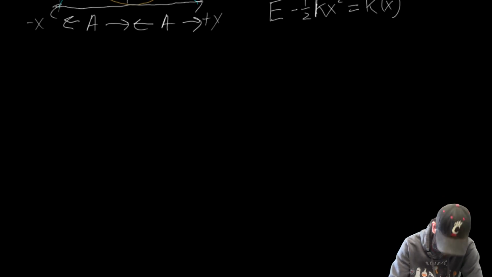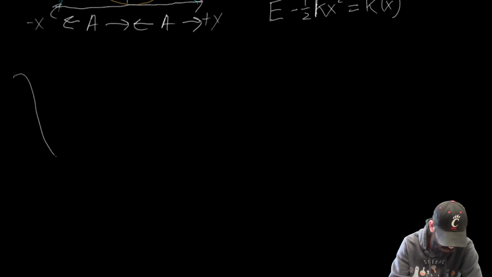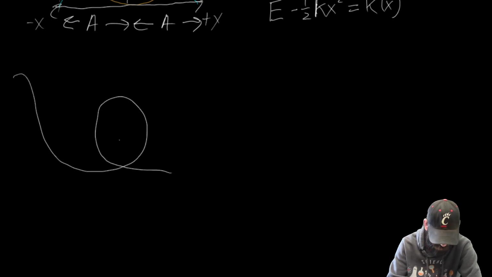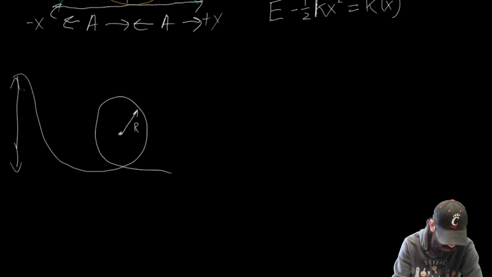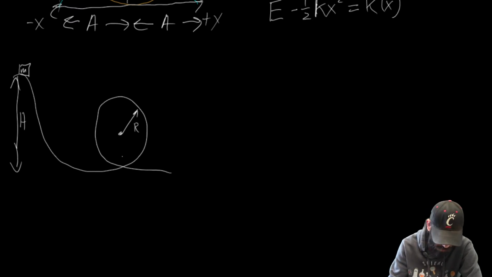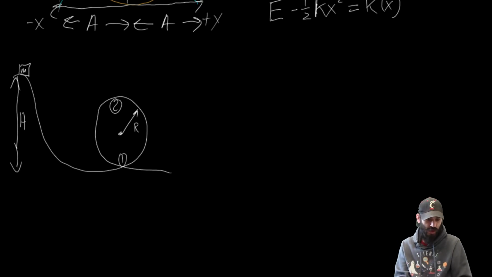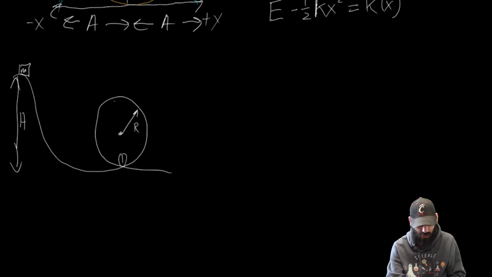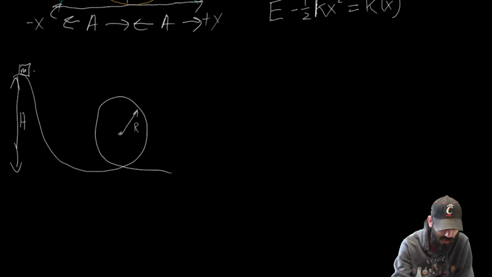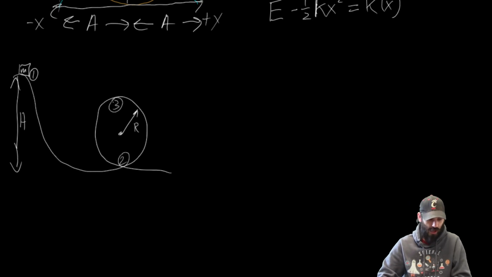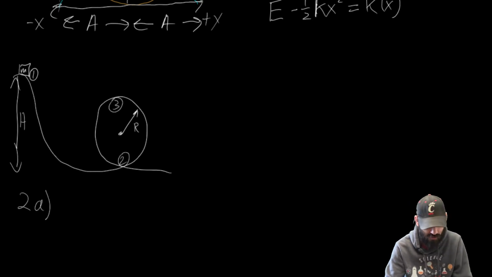And so the next question said we had some kind of roller coaster like this, right? So we're going around some loop. There's a circular loop with some radius of r. This is going to be some height of h. And there's a mass of m right here. And the first thing that we want to do is find what the velocity is at this point 1. And actually, in retrospect, I wish I had described this a little bit differently. Call this the point 1, call this the point 2, and call this the point 3. Okay. So now, this is going to be 2a. We want to find the velocity at 2.